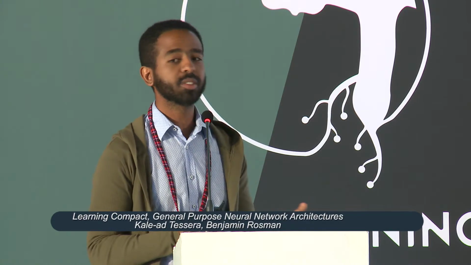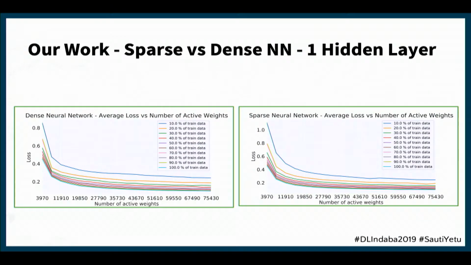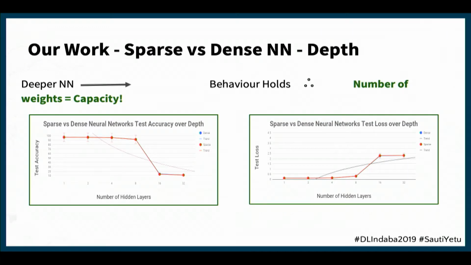Another hypothesis that we investigated is that maybe if we have less data, then dense neural networks would perform better than sparse neural networks. We found this not to be the case. Even with 10% of the data, dense and sparse neural networks give us similar performance, in this case on MNIST with one hidden layer. We wanted to investigate further whether they behave similarly when we have more hidden layers, and we found out that they do. When we increased from one hidden layer all the way up to 32 hidden layers, dense and sparse neural networks behave similarly when you give them the same amount of connections, or weights.